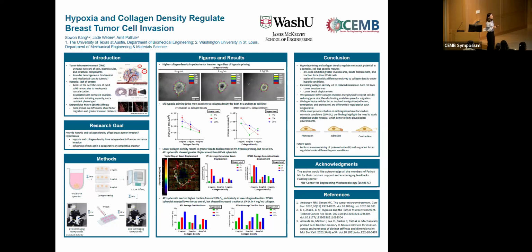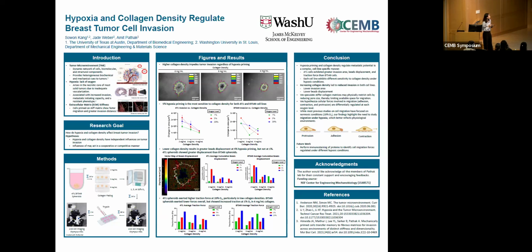Hypoxia is very common in most solid tumors because inside of a tumor, there is a lack of blood vessels, which prevents the delivery of oxygen. Previous research has shown that hypoxia is associated with increased invasion, metastatic initiating capacity, and a resistant phenotype. There was a study in 2019 that showed that cells that are hypoxic are 4 times more likely to circulate the blood and metastasize to other regions compared to regular cells in cancer.